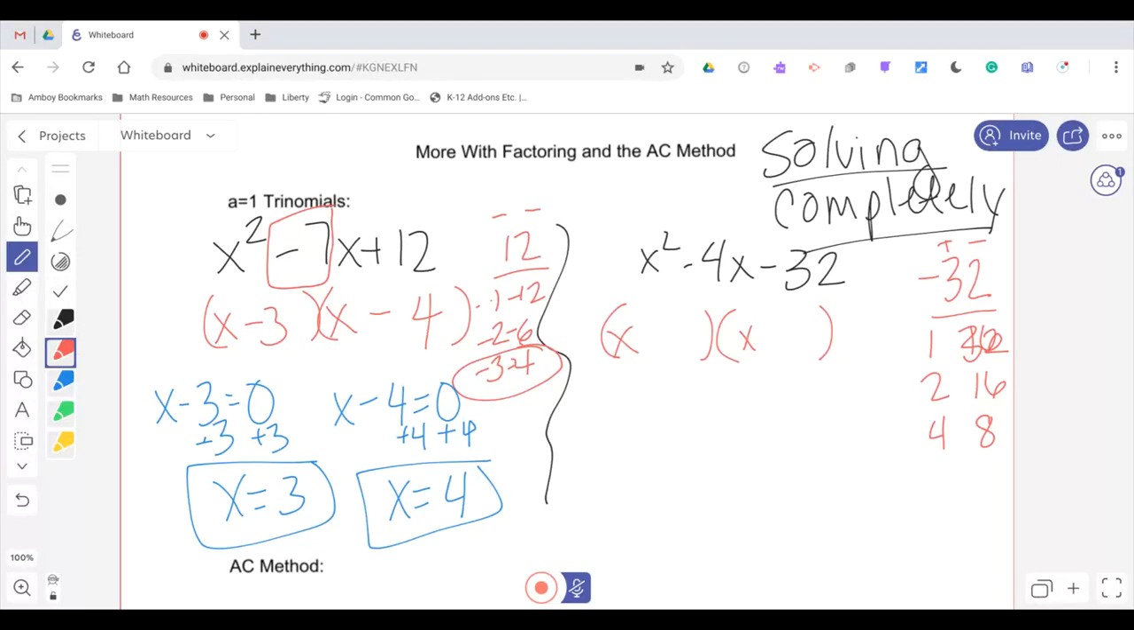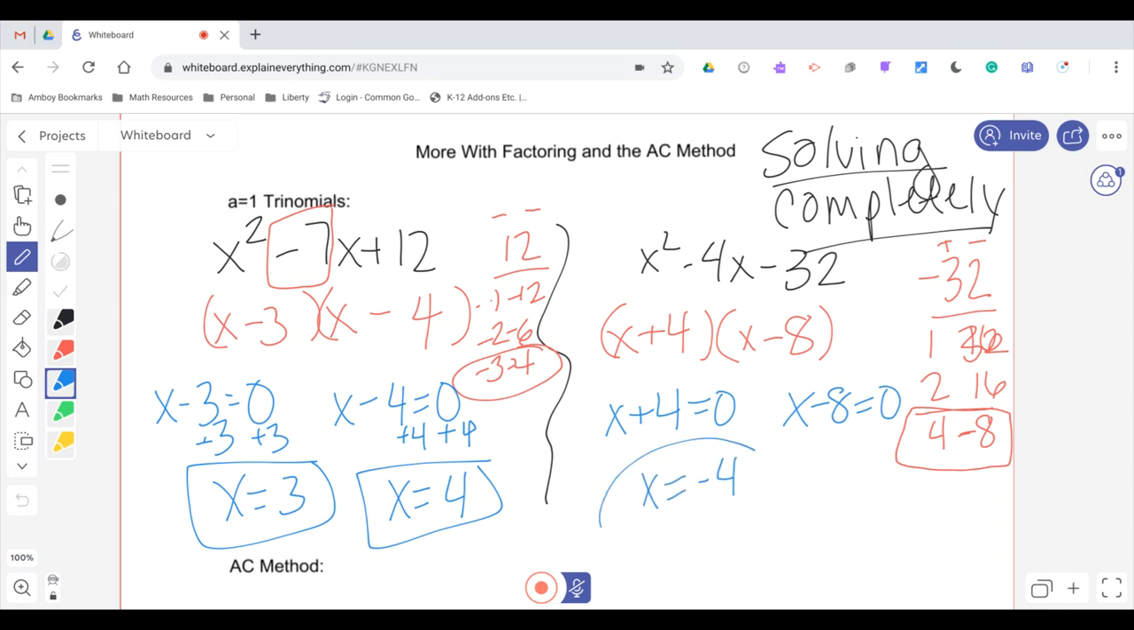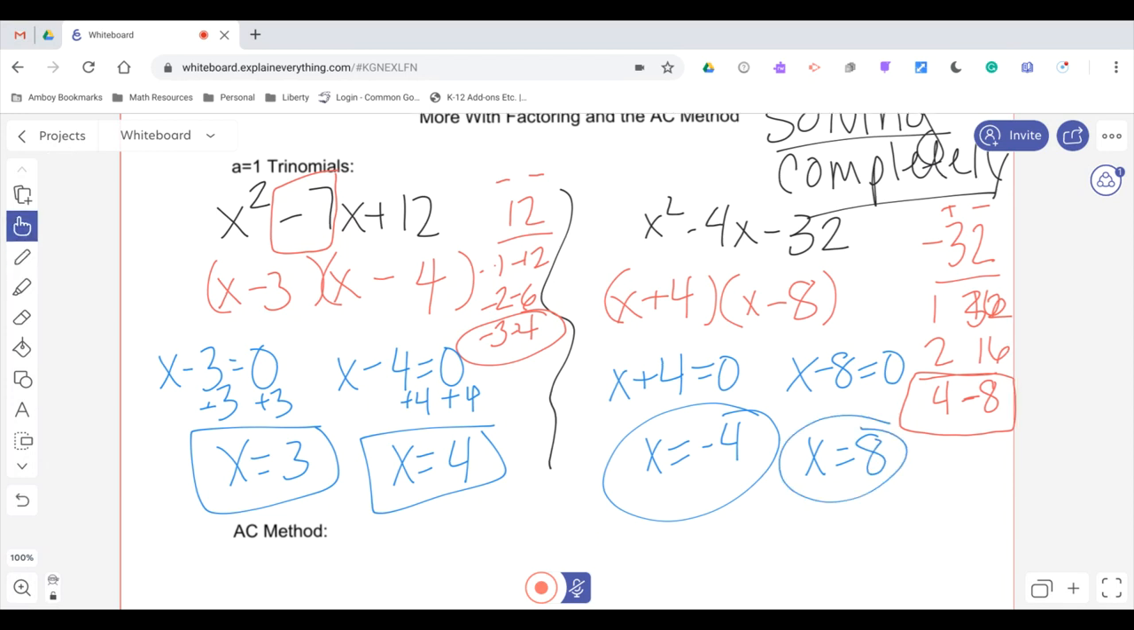So now you're looking at which one, if I subtracted, would give me 4. That would be 4 and 8, and then I just want to make sure I get the right one being negative, and that would be my 8. So I'll have a plus 4 and a minus 8, and if I set both of these equal to 0 and solve, I'm going to get negative 4 and positive 8. Okay, so that was just a quick refresher.